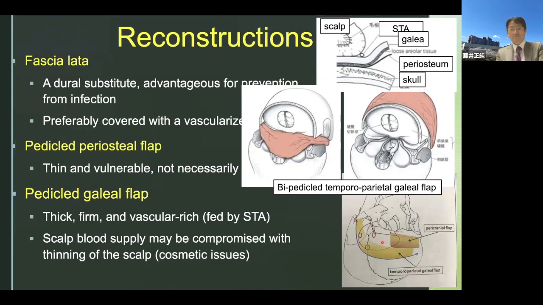And then actually we can use both the pedicled periosteal flap and the pedicled galeal flap. As you can see in this image here, this is a pedicled periosteal flap. And this is not bipedicled, single pedicled, but this is a galeal flap. So we can use both of them.